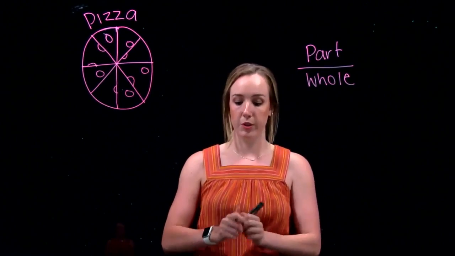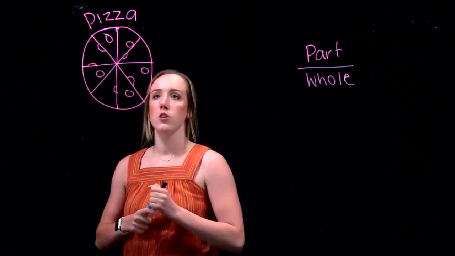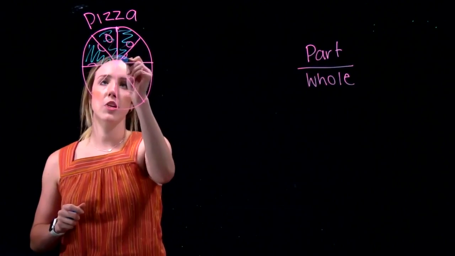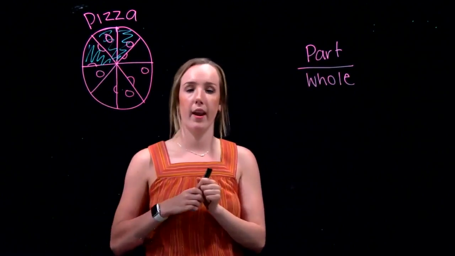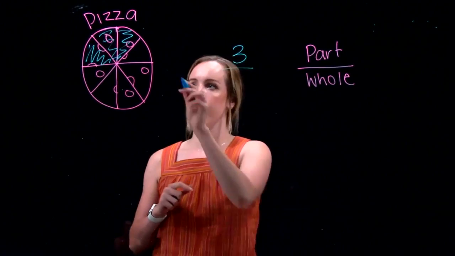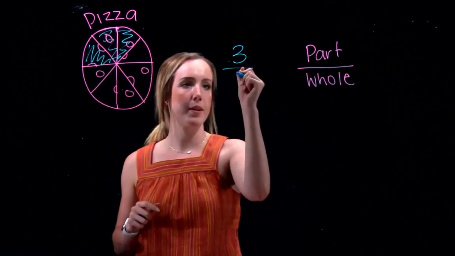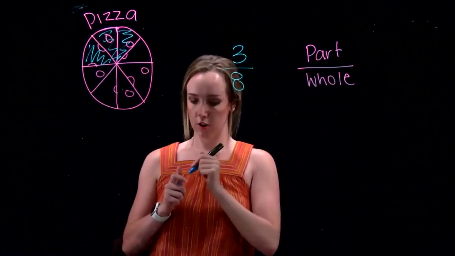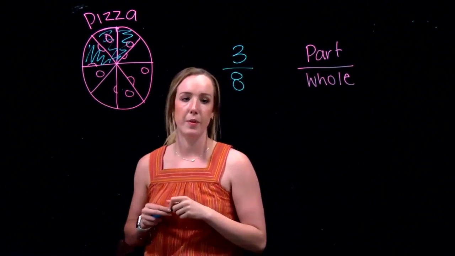Now, I am really hungry today, so I'm going to have 3 slices. So the slices I'm shading in are the slices that represent what I ate. So I have 3 slices out of the 8 total slices that are on the pizza. So my part is 3 and my whole is 8. So I ate 3/8 of the pizza.